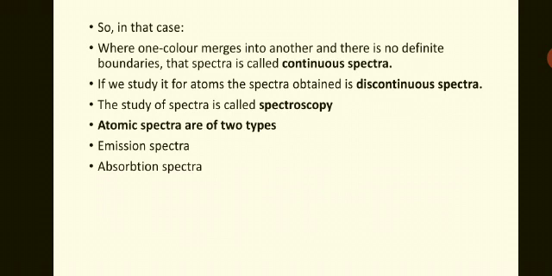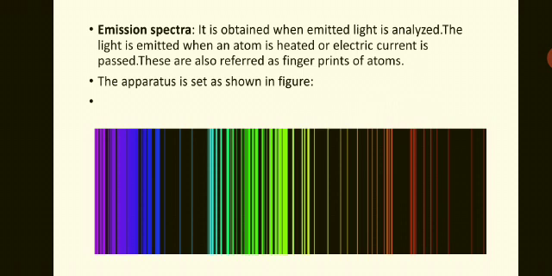Atomic spectra are of two types: emission spectra and absorption spectra. We'll see one by one what they are. First of all, emission spectra. It is a kind of atomic spectra. It is obtained when emitted light is analyzed by a spectroscope. The light is emitted when an atom is heated or electric current is passed.